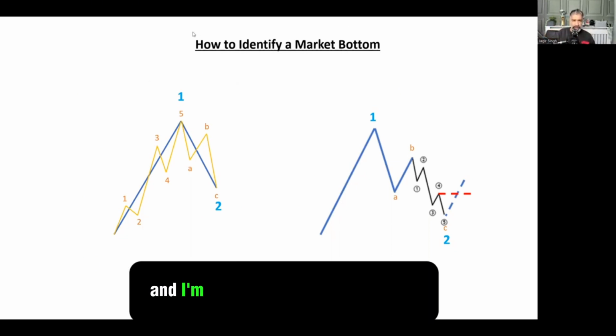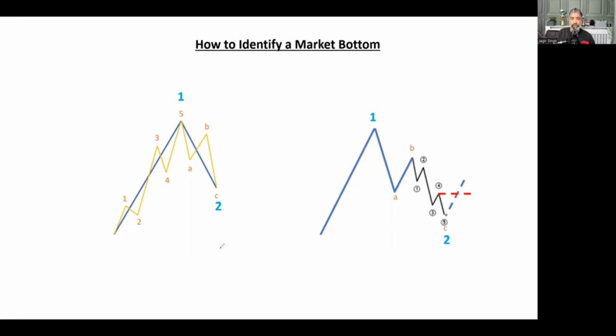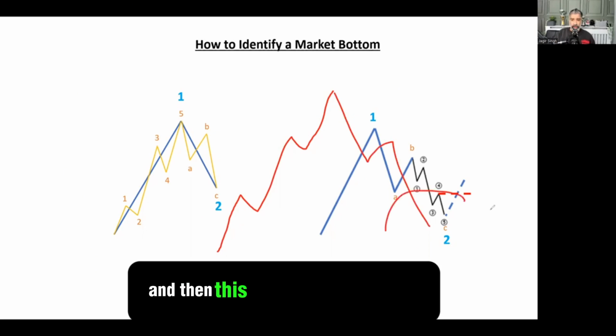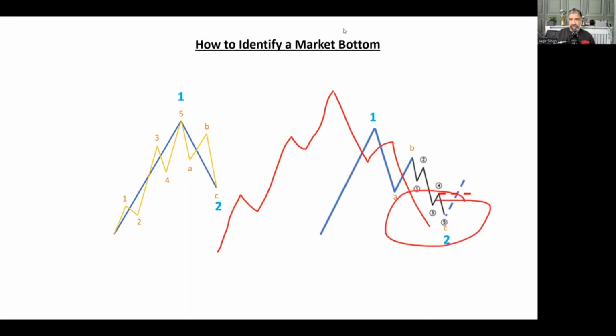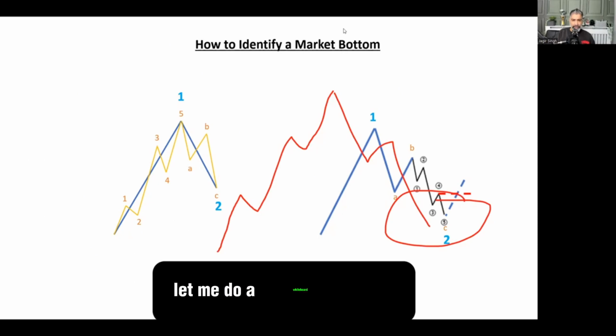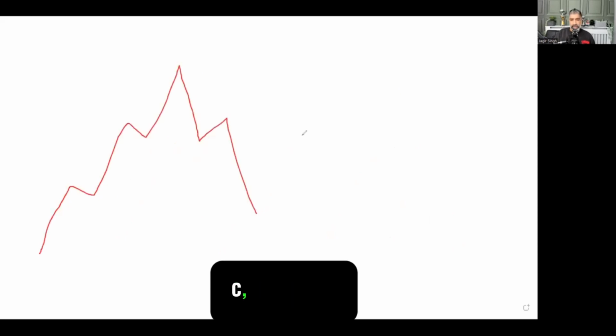This is what I'm going to want to get across. We look for this 5-wave pattern, and then this ABC. And then this part here of the market, let me just do this actually. Bear with me, I want to do it like this. Let me do our whiteboard. All right, this will be clearer. We want to see a 1, 2, 3, 4, 5 ABC, right?